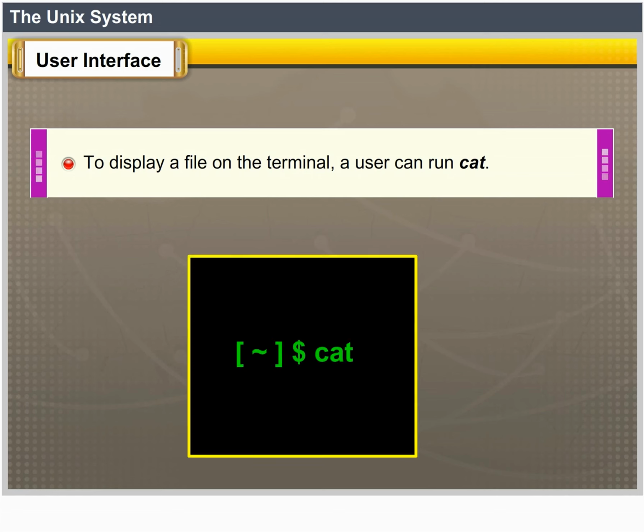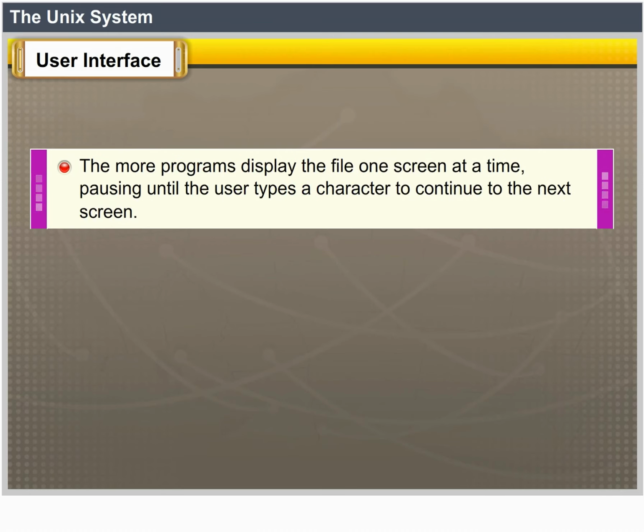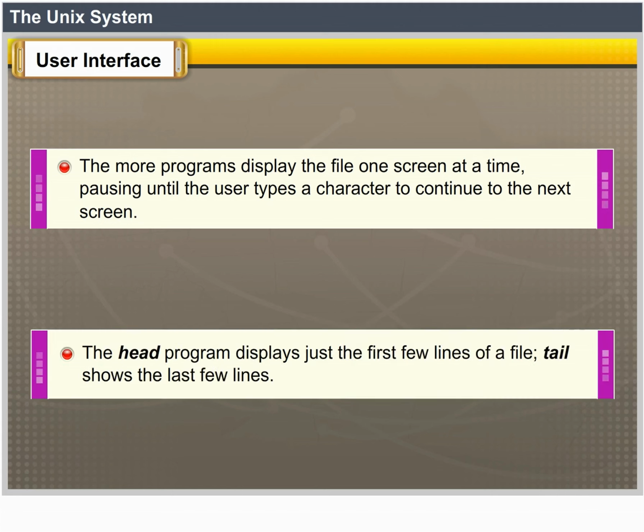To display a file on the terminal, a user can run cat. The cat program takes a list of files and concatenates them, copying the result to the standard output, commonly the terminal. On a high-speed CRT display, of course, the file may speed by too fast to be read. The more program displays the file one screen at a time, pausing until the user types a character to continue to the next screen. The head program displays just the first few lines of a file, and tail shows the last few lines.